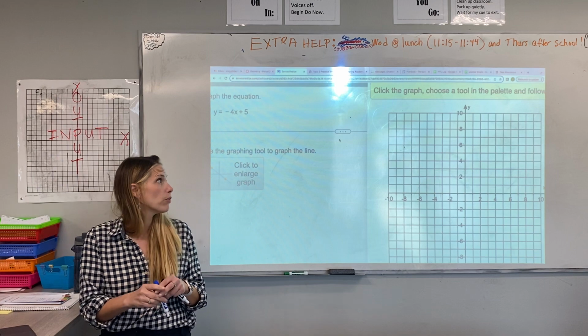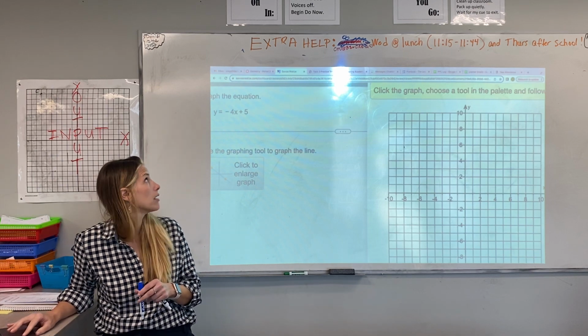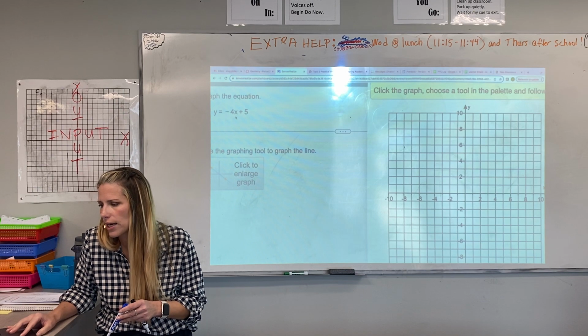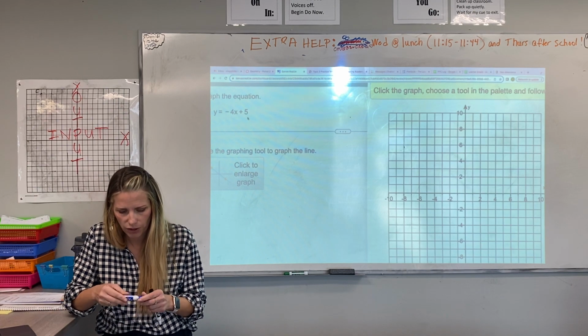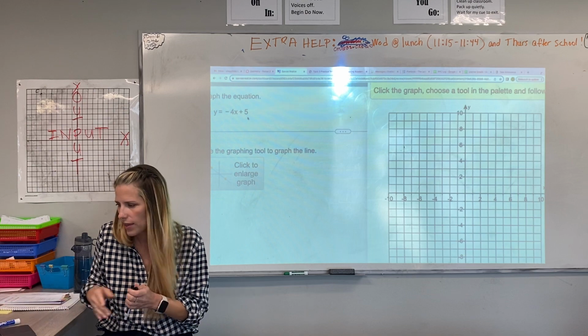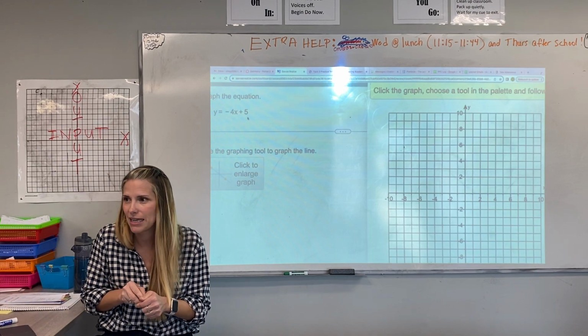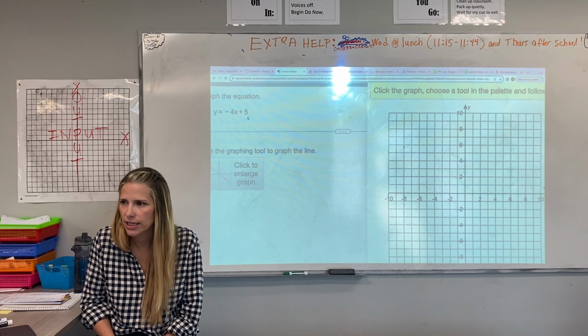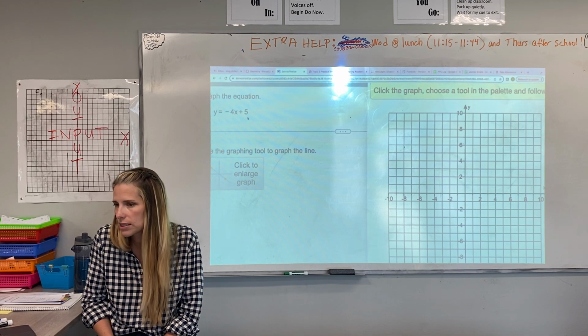Okay, so up here we have y equals -4x plus 5. This is another one from a previous lesson that I'm trying to give you to make it easy. What are the steps to graphing a linear equation? What is the very first thing you do?